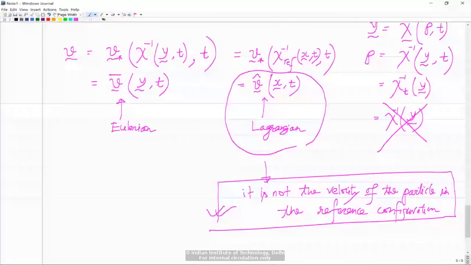So somebody is saying, can you explain intuitively how the mathematical Lagrangian expression relates with tracking a particle, the material description?